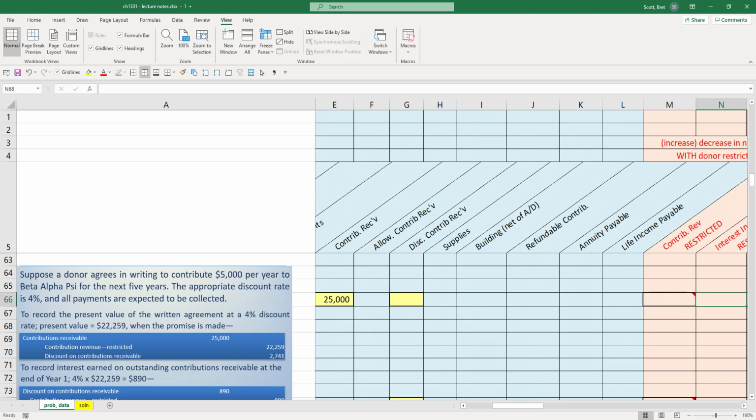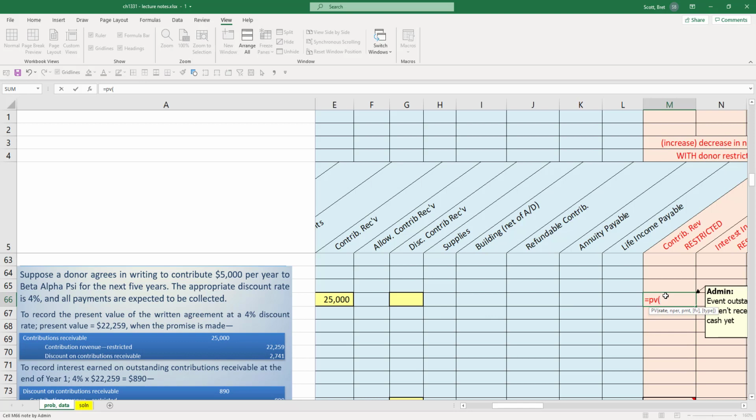Guess what? We show that in the contribution revenue restricted account, meaning that the event time has not passed yet. So it is a contribution that requires time to pass. Not for a specific event, but if you want to call the time an event, fair enough. It is an event overall. That event has yet to pass. So at this point in time, we have to record the present value. And I recommend you get used to the present value function in Excel.